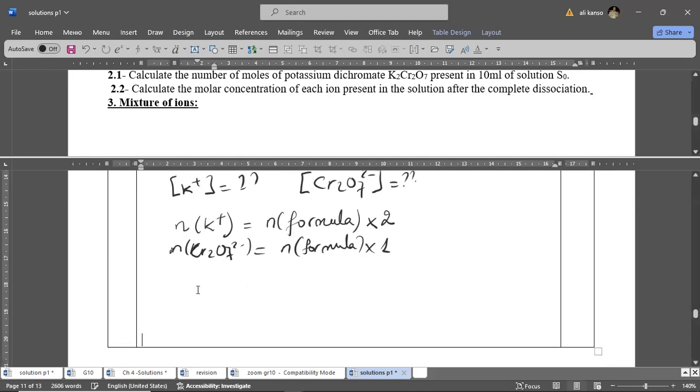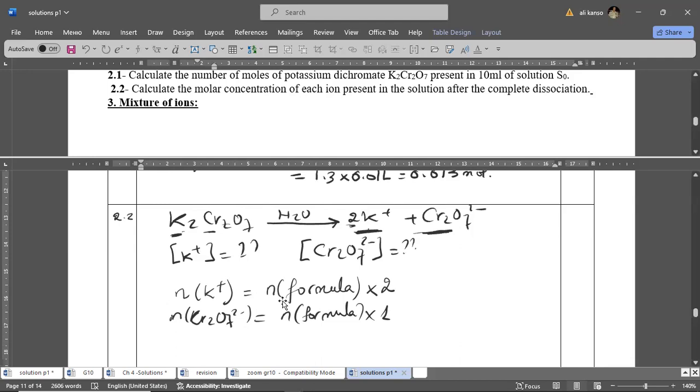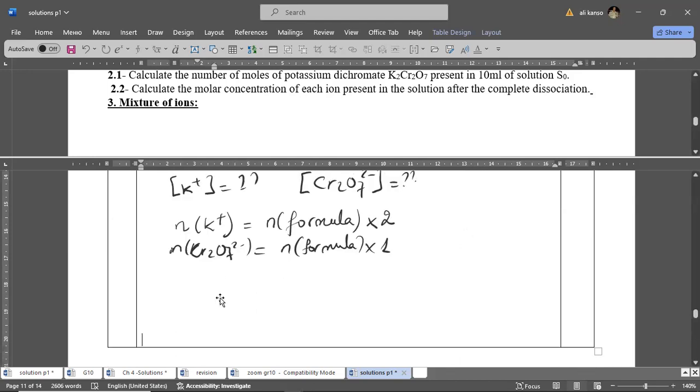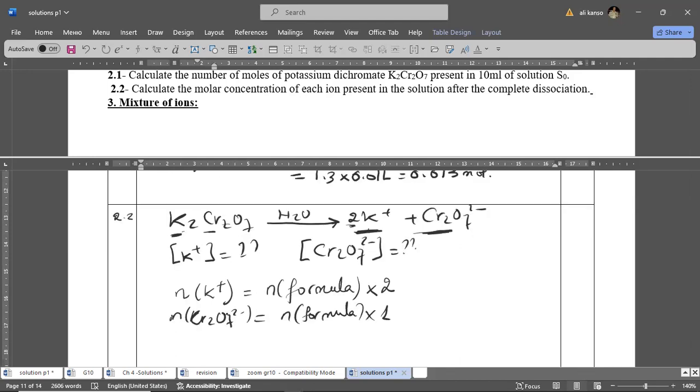But there is another way to write a relation between the formula and K+. Right, first start with the formula. Start with the formula.